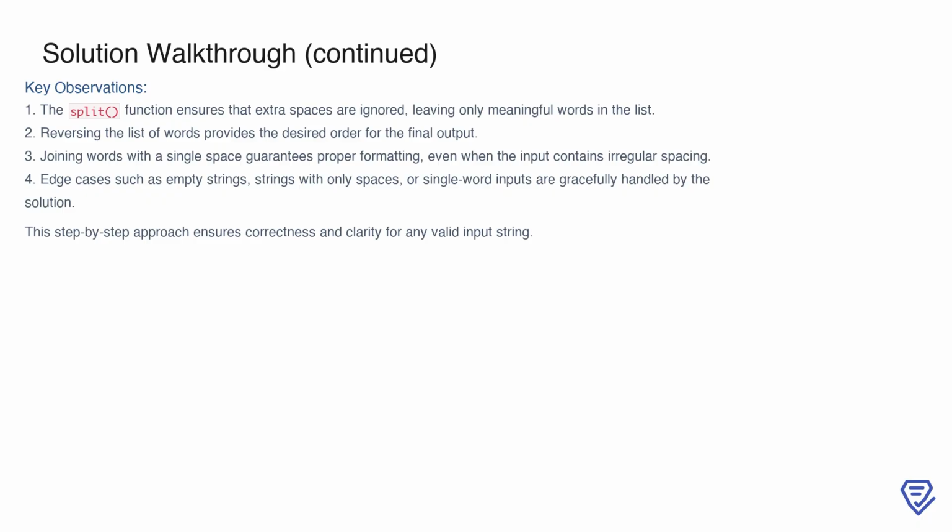First, the split function automatically ignores extra spaces, ensuring that only meaningful words are preserved. Second, reversing the list of words reorders them to achieve the desired output. Third, joining the words with a single space ensures proper formatting, regardless of irregular spacing in the input. Lastly, the solution effectively handles edge cases, such as empty strings, strings with only spaces, and single-word inputs, making it robust and reliable. By following these steps, we can confidently process any valid input string to produce the correct output.